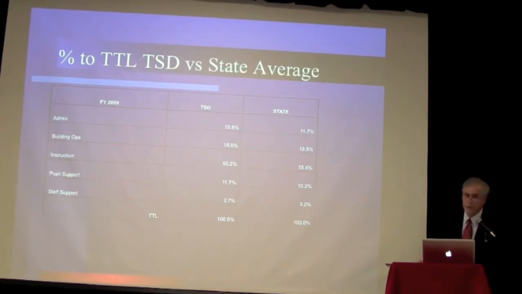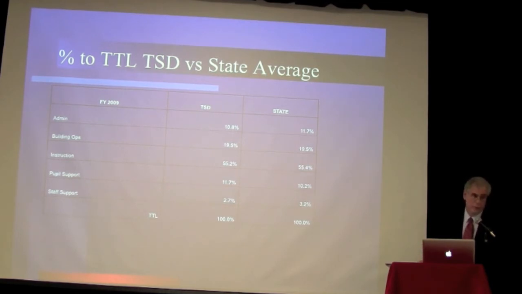Percent to total. Where are the tax dollars spent? When you look at that $10,000 that it costs to educate a student in Talawanda, 10.8% of that is administrative costs, otherwise known as overhead, compared to 11.7%, or almost 12%, for the state of Ohio. Again, all 614 public schools across the state of Ohio. So we're under the state average.